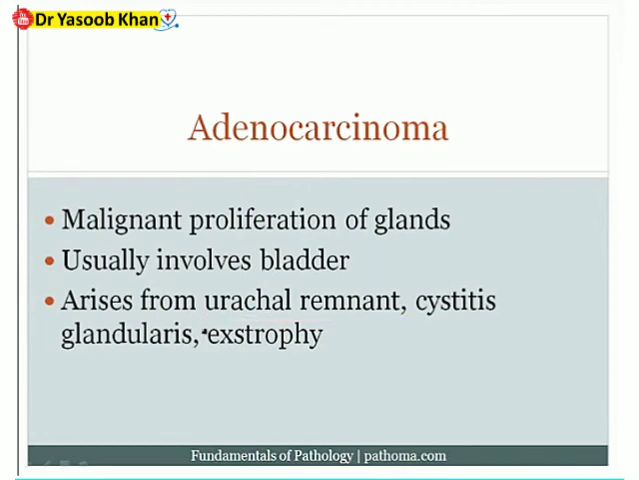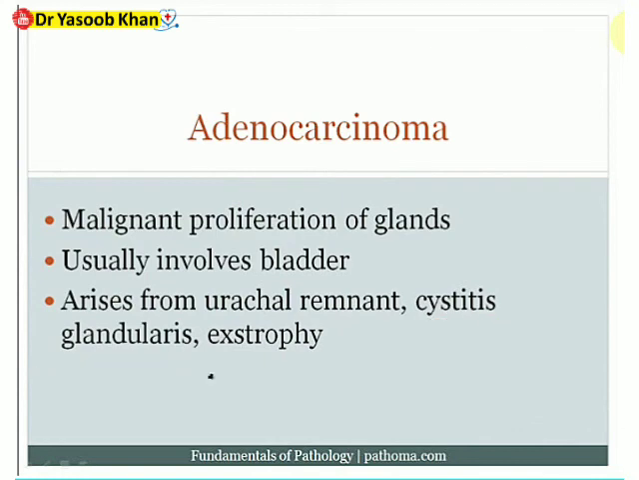Another risk factor for the development of adenocarcinoma would be cystitis glandularis. This is where a patient has chronic inflammation of the bladder and gets a columnar metaplasia in response to that chronic inflammation. Of course, that columnar metaplasia could then become adenocarcinoma.